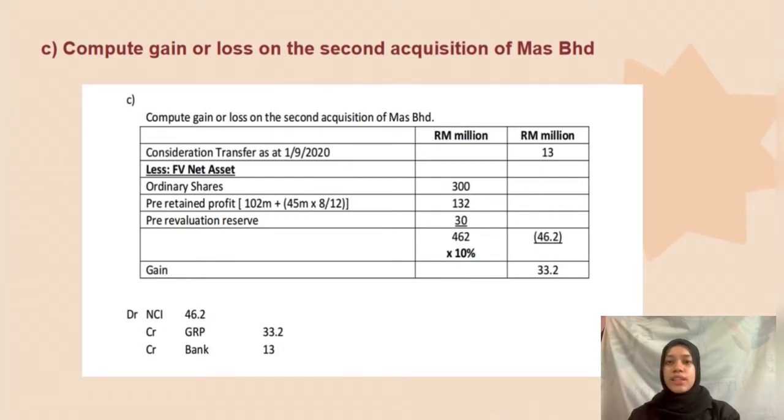So let's move on to question 1C. For this question, it required us to compute the gain or loss of Mas Berhad. How to calculate it? Let's look at the table there. Consideration transfer 13 million less fair value net asset during the second acquisition 46.2 million. How do we get 46.2 million? We have to add up the ordinary shares 300 million, pre-retained profit 132 million and pre-revaluation reserve 30 million, and the total is 462 million. But we have to multiply 462 million by 10%, which is the percentage of increase. Therefore, we get a gain amounting to 33.2 million. Thus, there will be an increase in NCI 46.2 million and a decrease in GRP for 33.2 million and a decrease in bank for 13 million.